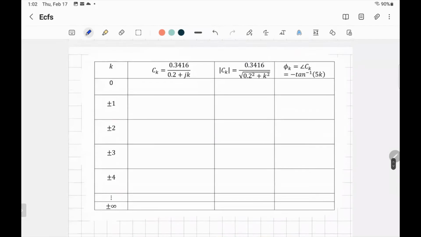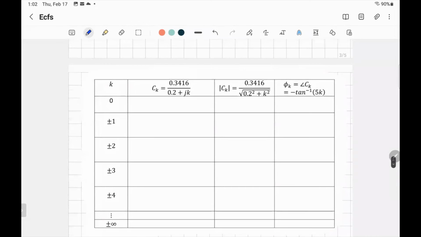Now we'll go back to our problem. That's CK, and that's the magnitude, and that's the angle. The angle of the top, CK, is equal to 0, and the angle of the bottom is tan inverse of the imaginary over the real, K over 0.2. What's 1 over 0.2? 5. So it becomes 5K. That's where you have minus tan inverse of 5K. And then you do it.